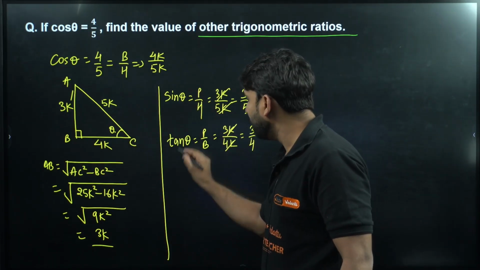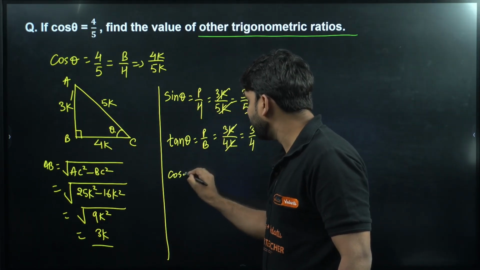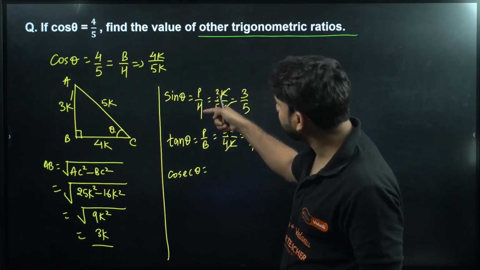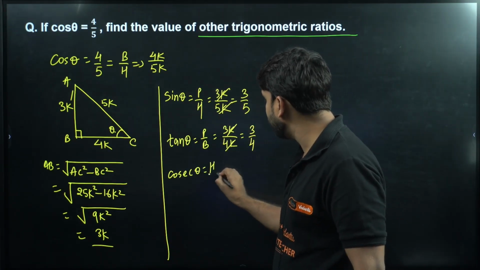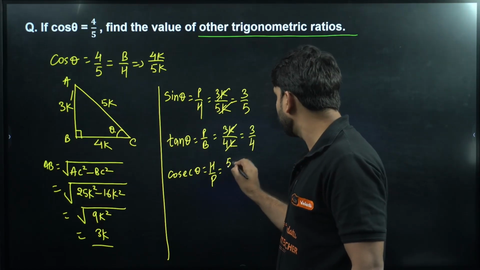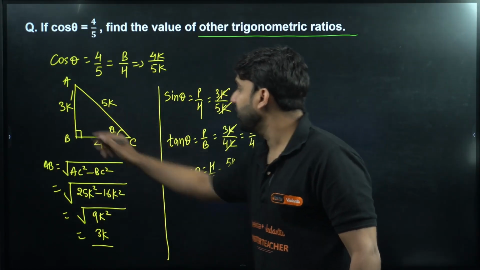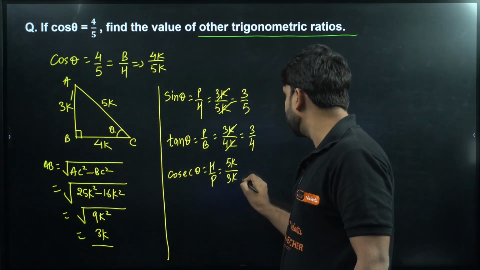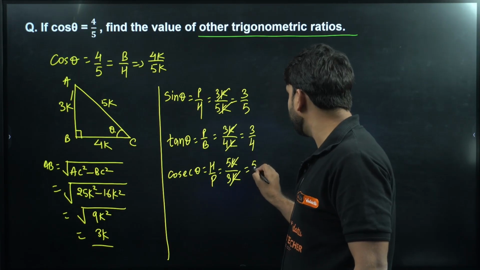Sin, cos, tan, cosec. What will be cosec theta? Cosec is the reciprocal of sine, so it can be written as hypotenuse by perpendicular. So hypotenuse is 5k and perpendicular is 3k, right? So k cancel, answer will be 5 by 3.